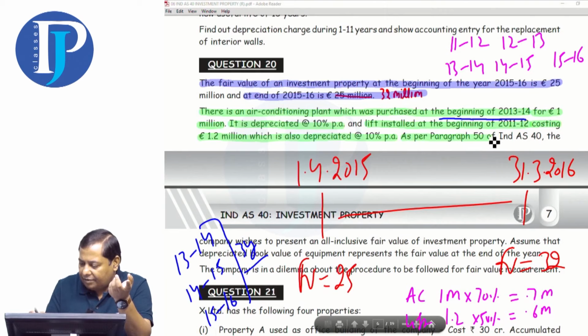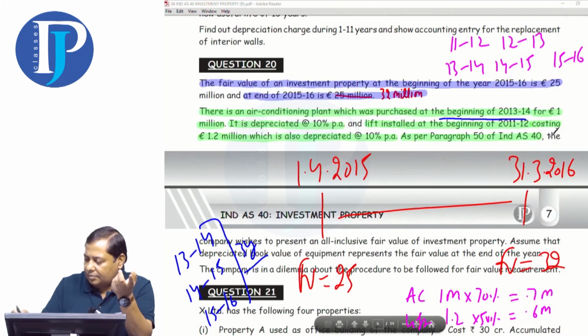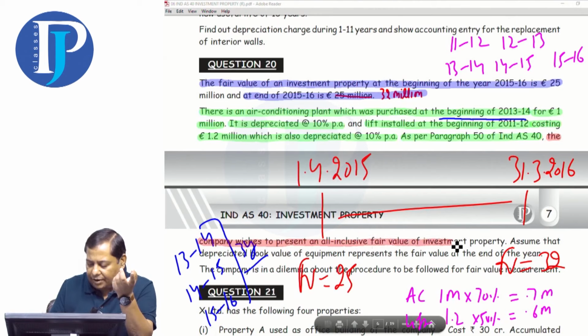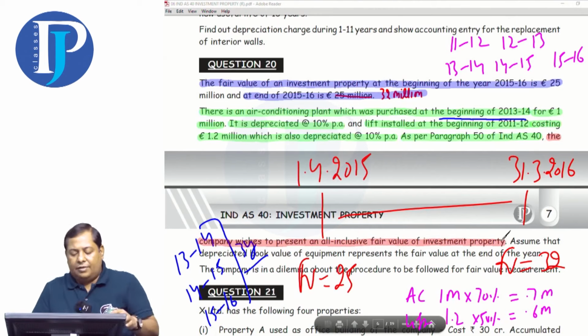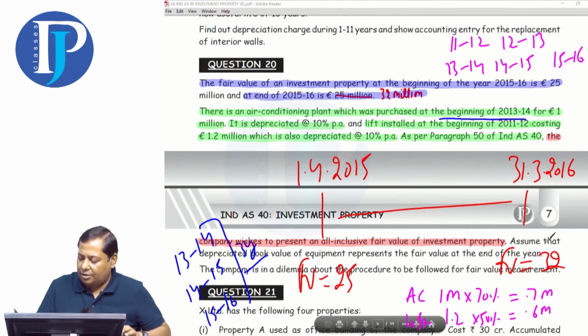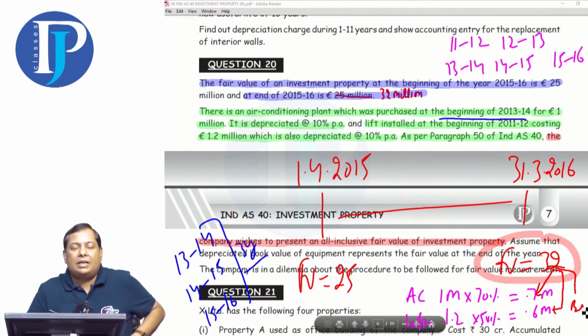According to paragraph 50 of Ind AS 40, the company wishes to present an all-inclusive fair value of investment property. So they want to show the all-inclusive fair value of the investment property. This is 32 million. So tell me one thing. Let's suppose the AC plant costs 32 million. This is the amount of the lift. What is the balance? The balance will be building.